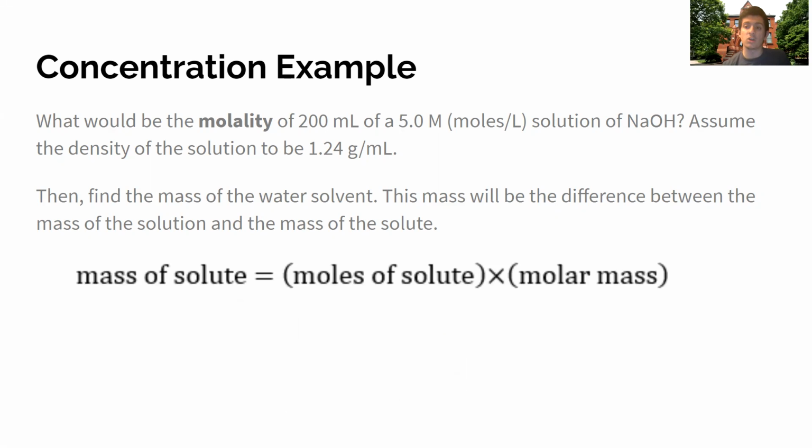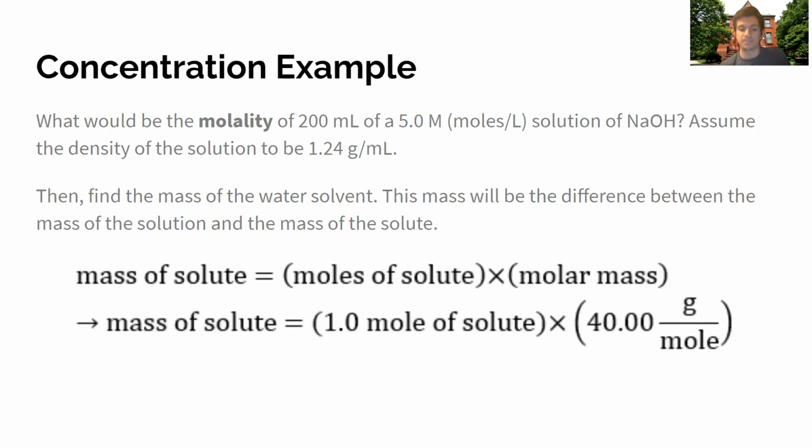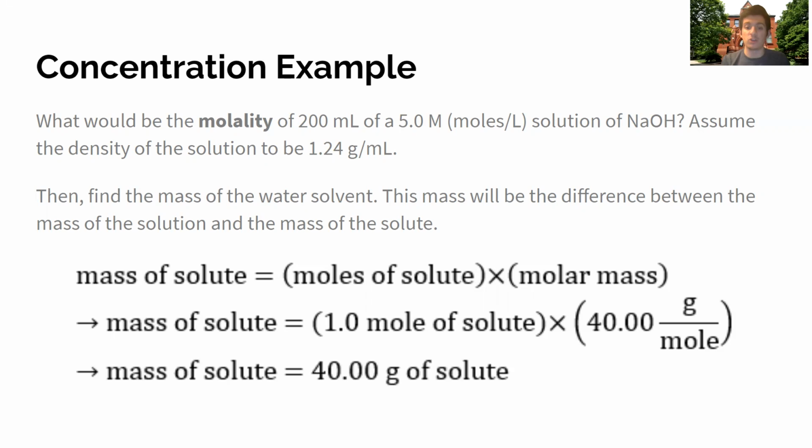Remember, the mass of the solute is going to be the number of moles of solute times the molar mass. We found the moles of solute earlier. We said it was 1.0 mole of NaOH. So we can take the number of moles that we have and multiply by the molar mass. In this case, it's going to be 40.00 grams per mole. Remember, you can look in a periodic table or look online. You need to take the molar mass of sodium plus the molar mass of oxygen plus the molar mass of hydrogen. Multiplying that out, you get 40 grams of solute.